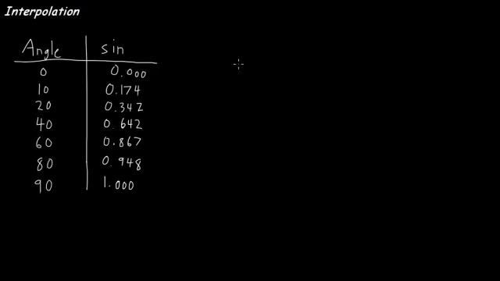Interpolation is one of the most important concepts in this class, and it has to do with being able to approximate data points that we don't actually know. As a simple example, I've got a table here of various angles in degrees from 0 to 90, and the sine of that angle is written in this column. Let's say that we would like to know what the sine of 25 degrees is.